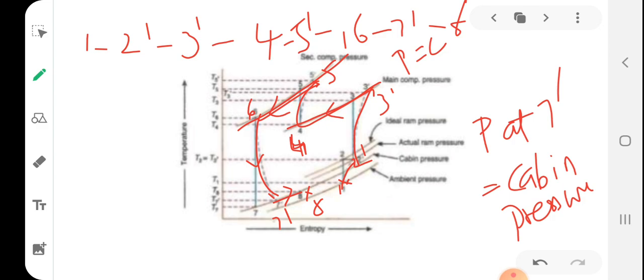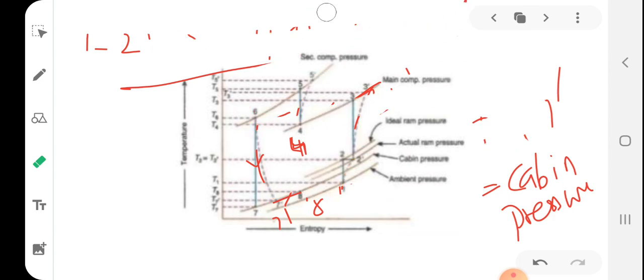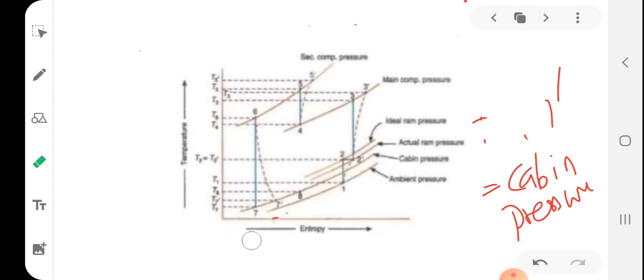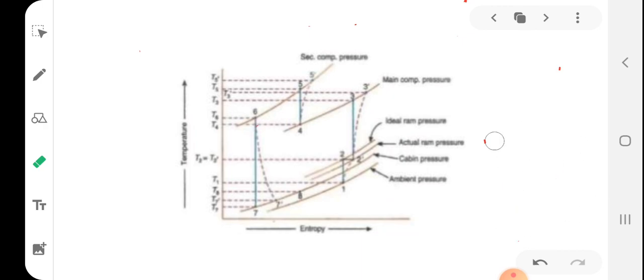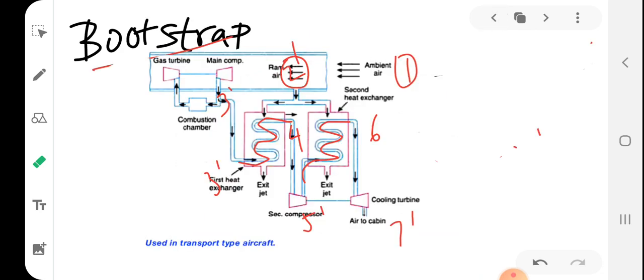So this is the bootstrap system. In the bootstrap system, what all things are there? Two heat exchangers and two compressors. That is a specialty of the bootstrap system. Okay, the bootstrap system has two compressors and two heat exchangers.